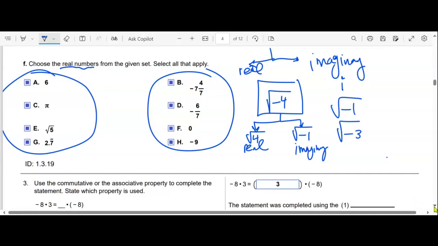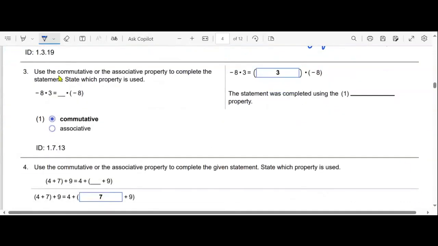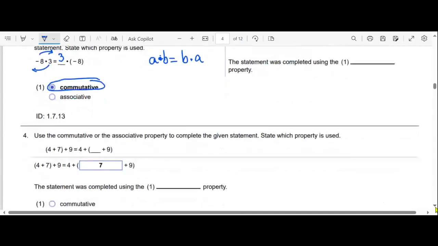Next one. Use commutative or associative. For example, here I have -8 times 3 equal. What value am I going to put here? 3. All you do is switch places. That's all. Okay? We have A times B is the same thing as B times A. Okay? And this is called what? Commutative.